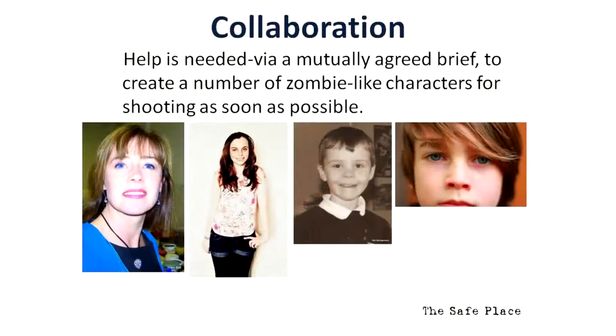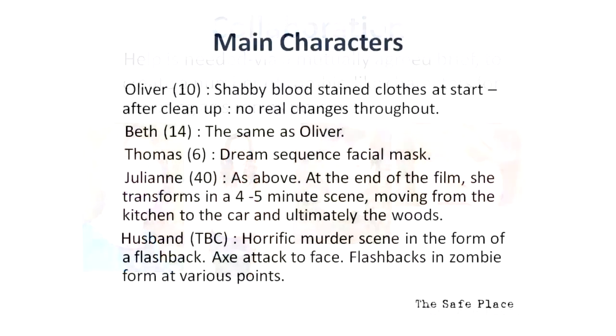Help is needed via a mutually agreed brief to create a number of zombie-like characters for shooting as soon as possible. The main characters consist of Oliver, who's 10 years old. He's a shabby, blood-stained chap at the beginning of the film when we first see him. He gets cleaned up and then he doesn't really change throughout. Beth is 14. She's in the same condition as Oliver. When we see her at the beginning, she's shabby, blood-stained, messed up clothes. She gets cleaned up and then she doesn't really change throughout either.